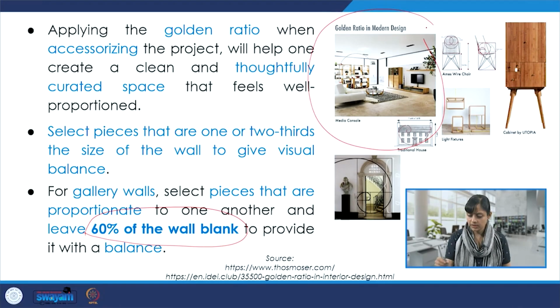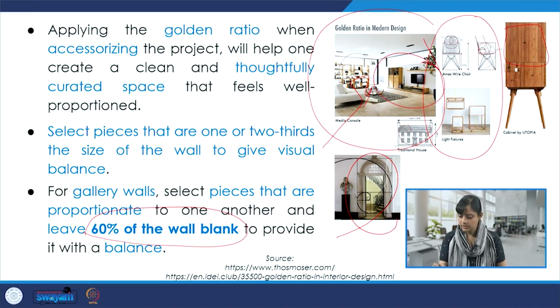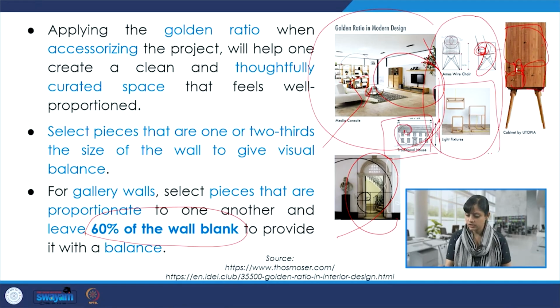And these are some applications of the golden ratio, here in the staircase, the media console over here. This design again we see over here. This is the golden ratio. Here we see the golden ratio over here. Also here in this traditional house and these light fixtures. So this ratio can be seen on varied objects in different projects at different scales.